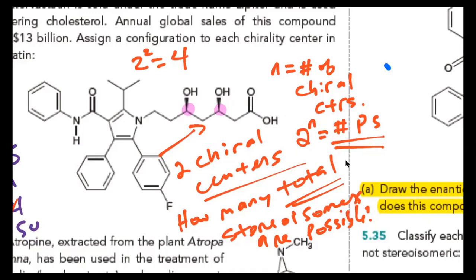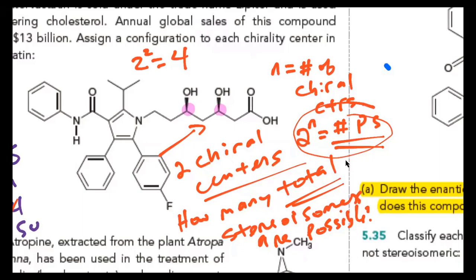Okay, so this molecule has 2 chiral centers. We all agree on that. If it has 2 chiral centers, and I put that number into this little formula, 2 to the n, I get 4. So I have a possibility of 4 different stereoisomers.